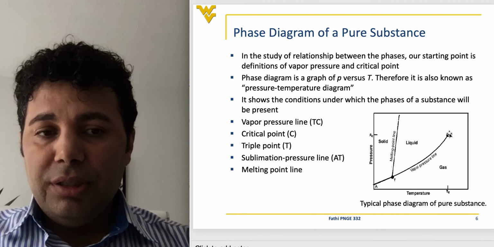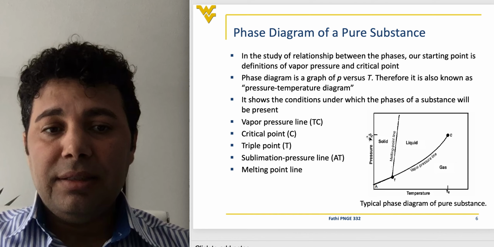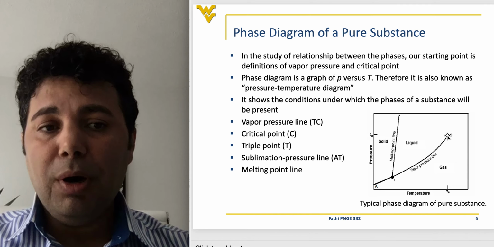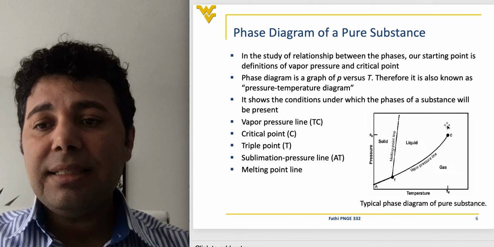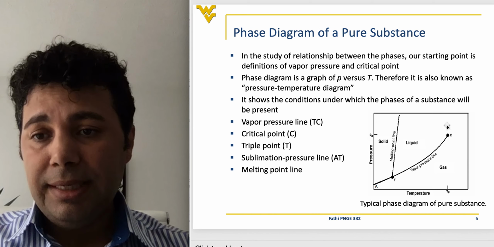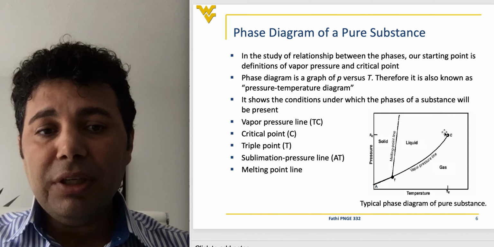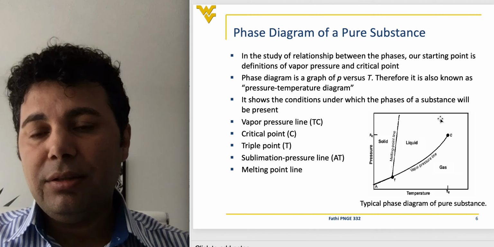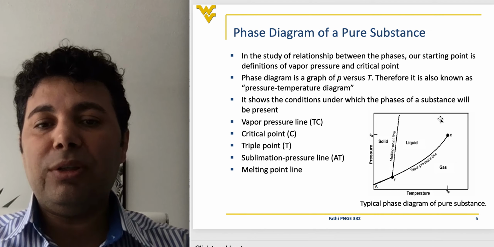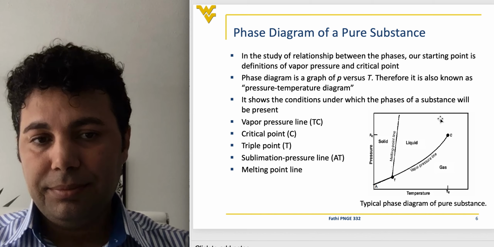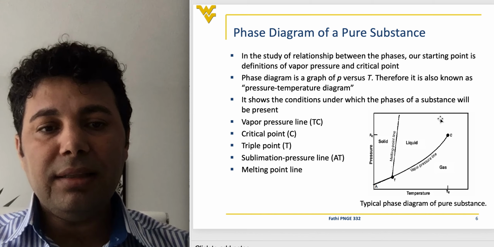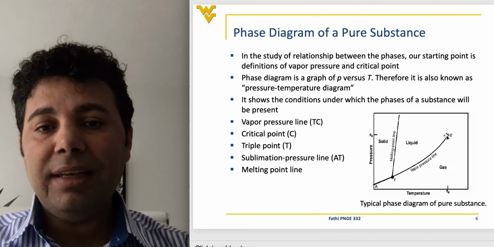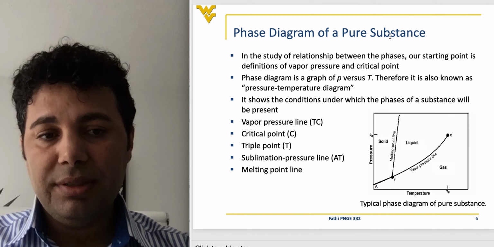Critical pressure, on the other hand, is a pressure above which gas and liquid cannot coexist. Okay. So above the critical pressure, you either have liquid or you have gas. There's no way that you can have gas and liquid coexisting. Okay. And as I said, these definitions are valid only for pure substances.